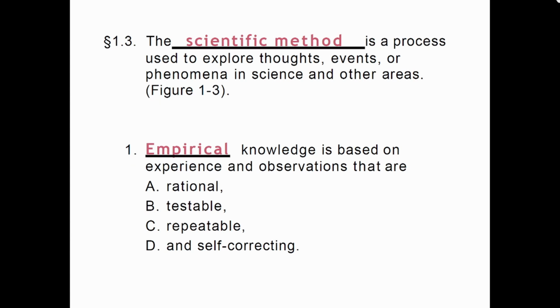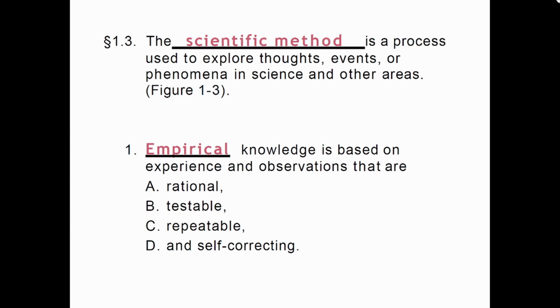When we're using the scientific method, we're focused on empirical knowledge, which is based on the experience and observations that are A, rational, B, testable, C, repeatable, and D, self-correcting. So we need to have rational thought. Things need to be logical. It needs to be testable because science being that process, we need to be able to put something to the test to get some sort of result.